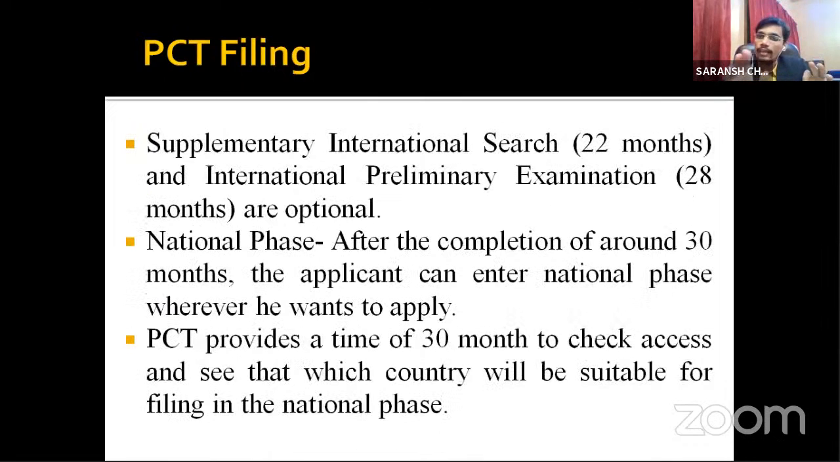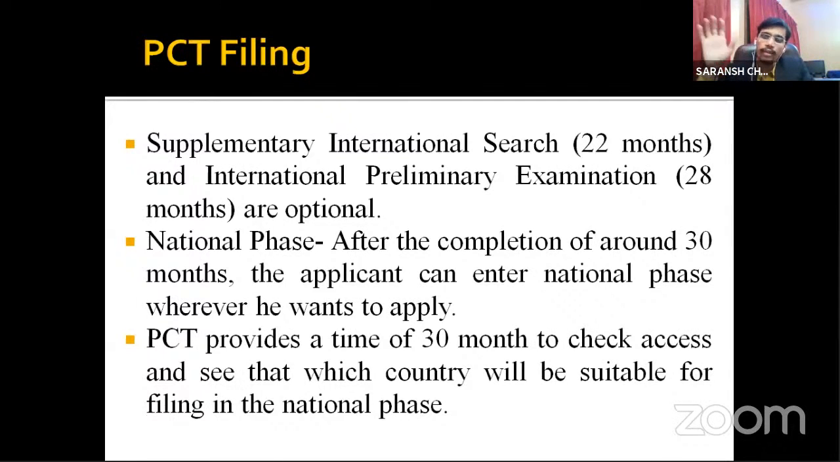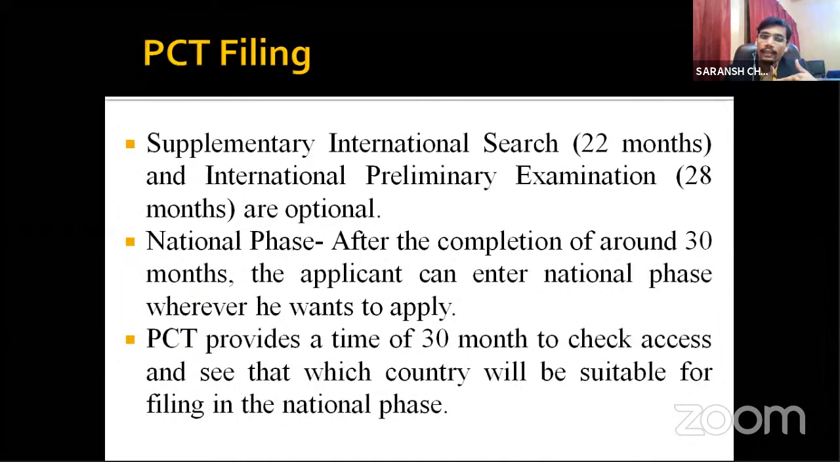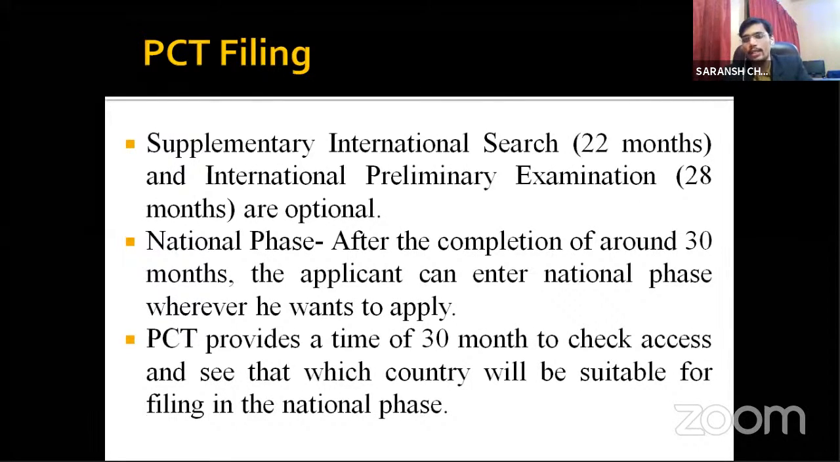It means that if you are getting into a national phase, you are getting the international search authority. Now you are getting time to think that, okay, fine, now I have the international search, now where should I file? Like Japan, Canada, USA, America, where should I file? After the completion of 30 months, the applicant can enter into a national phase wherever he wants to apply. So, again repeating, international search and international publication does not mean that you are having a patent over your invention. Again, you have to enter into a national phase.